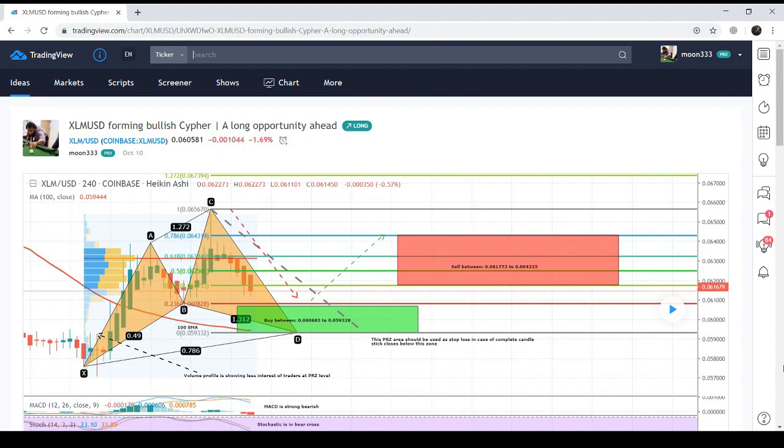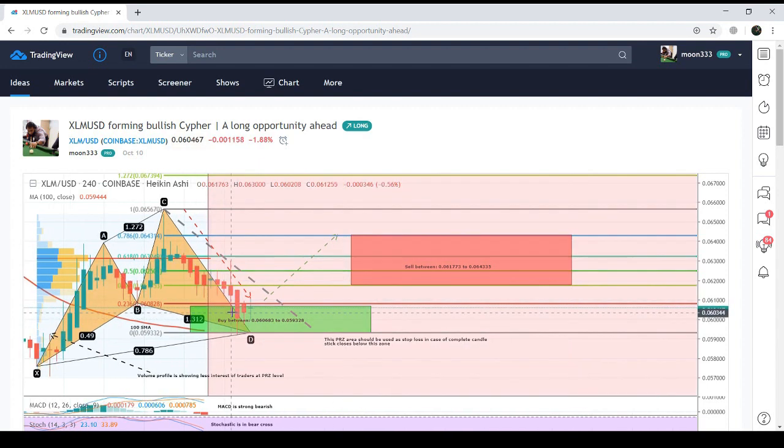Then I shared this idea of Stellar US dollar, the XLM US dollar, and on this chart I was expecting that the price action would complete the last leg of the bullish cipher pattern because all legs were driven as required for the cipher pattern. After playing this, we can see the price action entered the potential reversal zone here at this point, and in the same candle the price action hit the sell zone. However, this trade is still valid. The price action will again take the bullish divergence and hit the sell zone very soon.